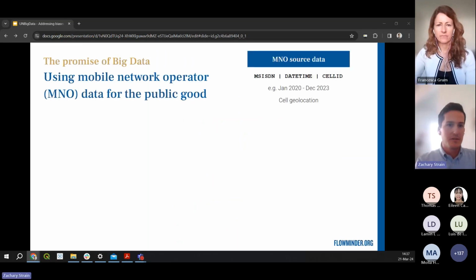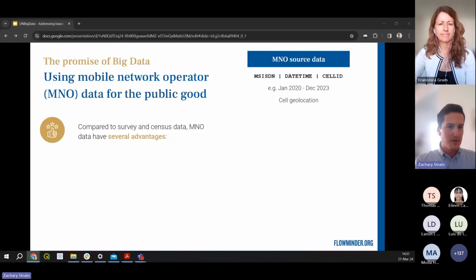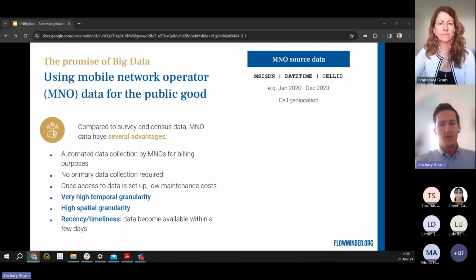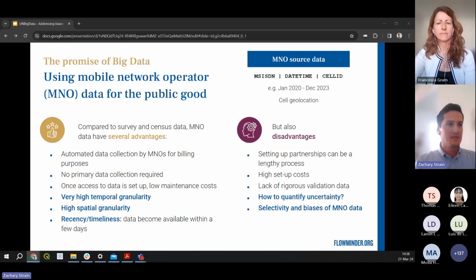So using mobile network operator data, or CDRs, has some comparative advantages over survey and census data. One, they're quite automated in their collection, and they offer high temporal granularity and high spatial granularity. And when they're created, they're available within a pretty short amount of time, usually accessible within a few days. But there are disadvantages to this data, or shortcomings maybe.